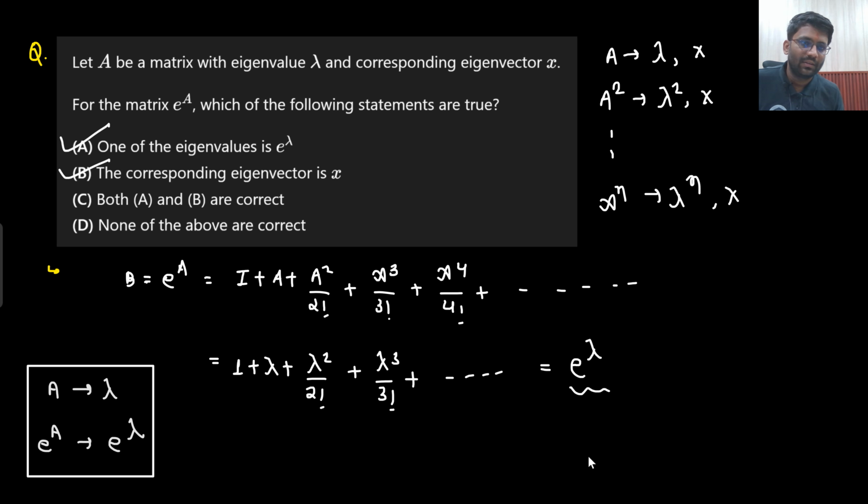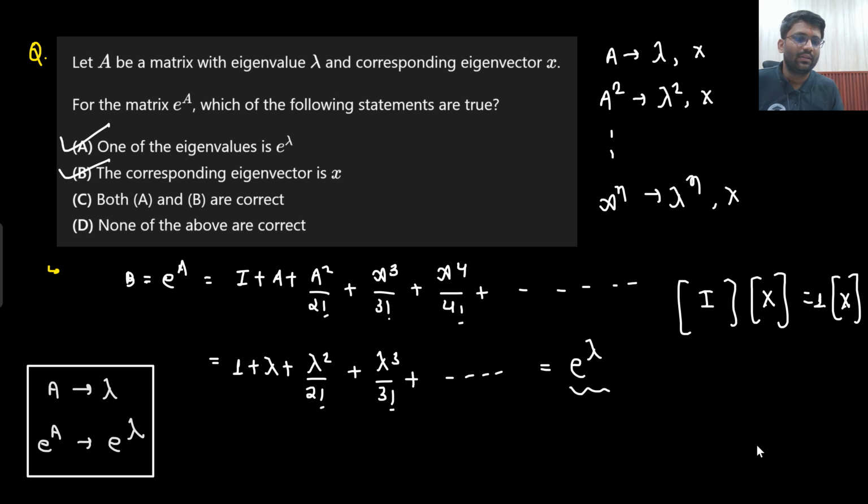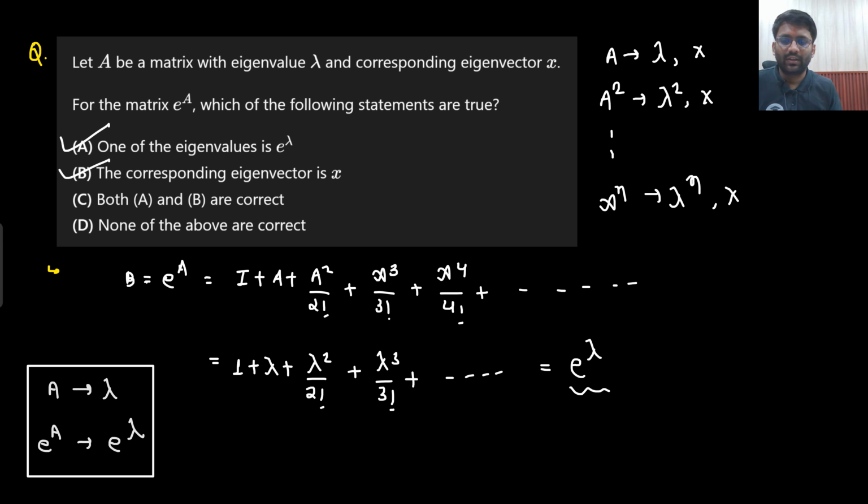Understandable? An identity matrix will surely have the eigenvector x. Why is that so? Because anything multiplied with the identity matrix will give you the same matrix only. This is your identity matrix. I multiply this with vector x, I will get the same vector x only, with the eigenvalue 1. So one of the eigenvectors will be x only. So both of the statements are true. There you go. Okay, understandable?